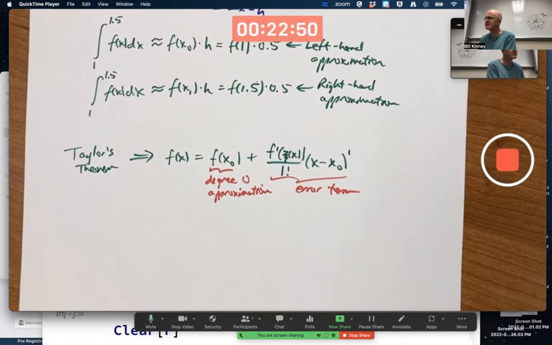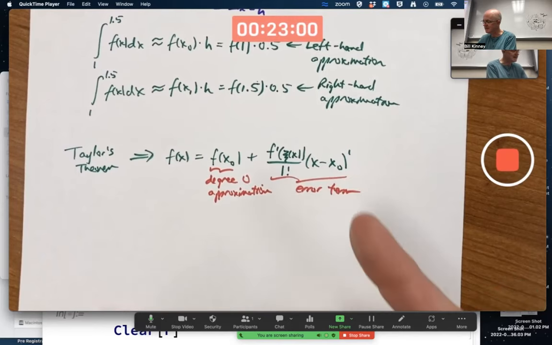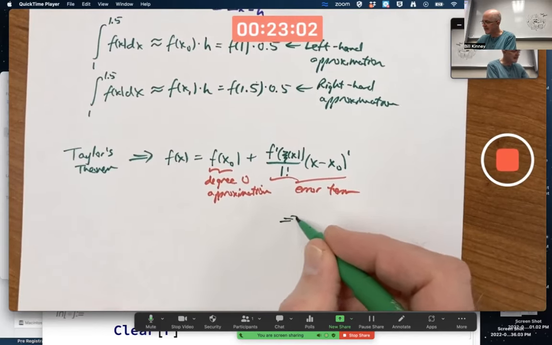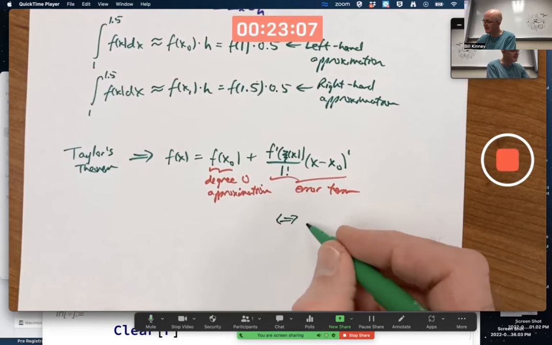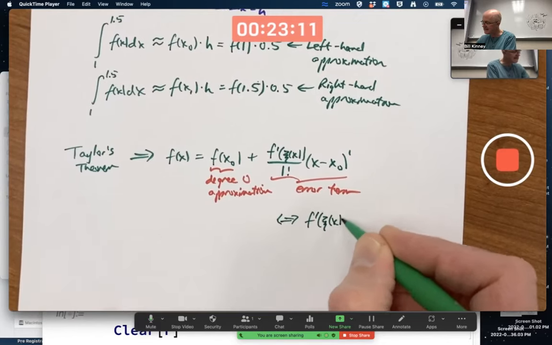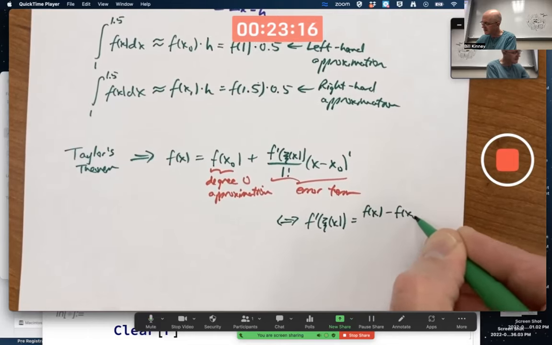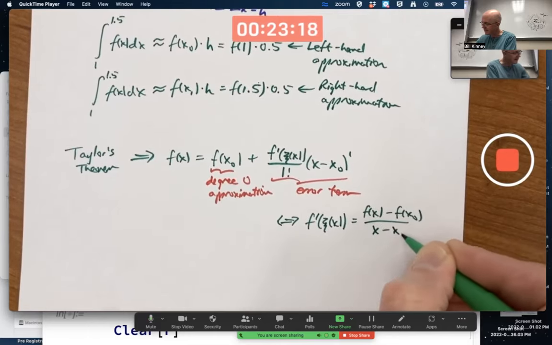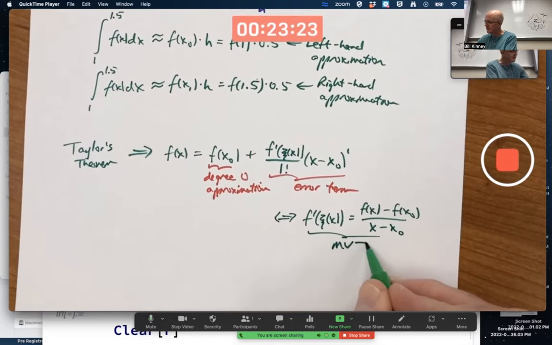By the way, I think I mentioned this before, but this is actually equivalent to the statement of the mean value theorem. This equation here, since 1 factorial is 1 and something to the first power is itself, this is equivalent to saying if you subtract f of x0 from both sides and then divide both sides by x minus x0, it's equivalent to saying f prime of c of x equals f of x minus f of x0 divided by x minus x0. This is really the mean value theorem.